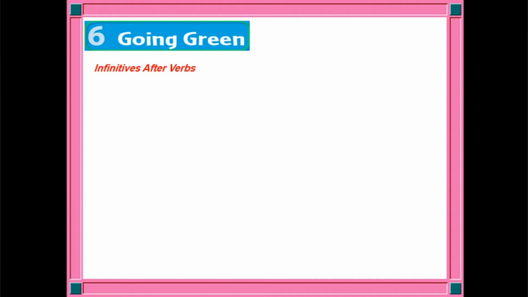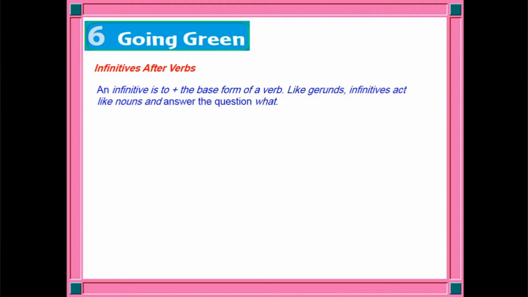Infinitives after verbs. المصدر اللي بيجي بعد الفعل بقى يا شباب. Infinitive is to plus base form of a verb. Like gerunds, infinitives act like nouns and answer the question what. زيها بالظبط. بس الانفينيتيف هنا بيجي بقى إيه؟ To plus the base form. To زائد الفعل الرئيسي.